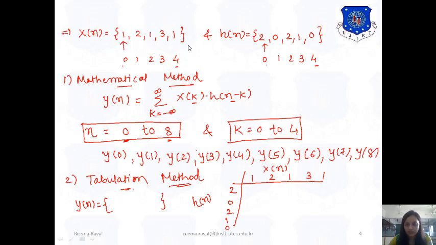In the example which we have seen over here, we have taken equal length for x of n and h of n and the arrow at the first position only. But now we will consider the next example of unequal length sequences and with arrow positions different. Okay, so whatever the given data or whatever the changes they have made in that will be easier for you to do in the tabulation method.